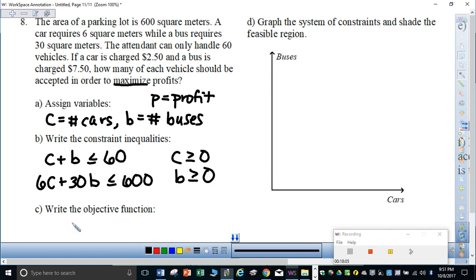All right, objective function has to do with profit. So the profit for a car is $2.50 per car. For a bus is $7.50 per bus.